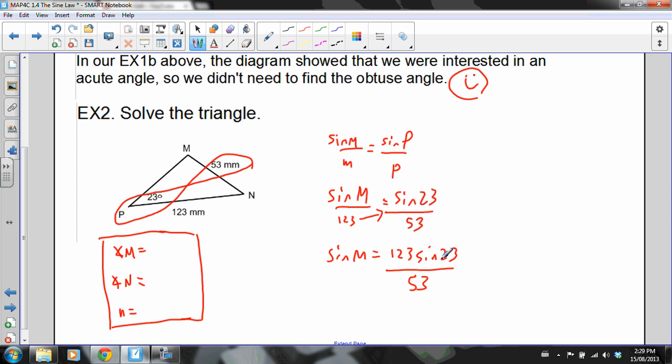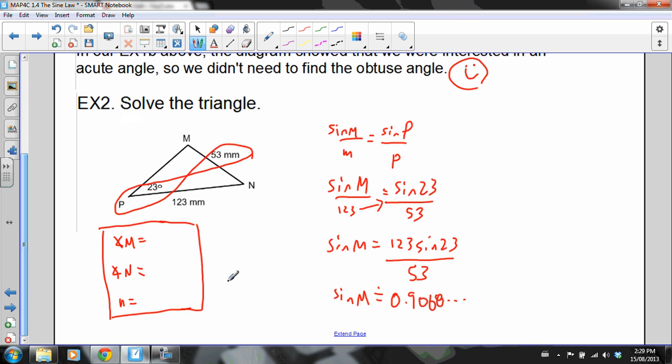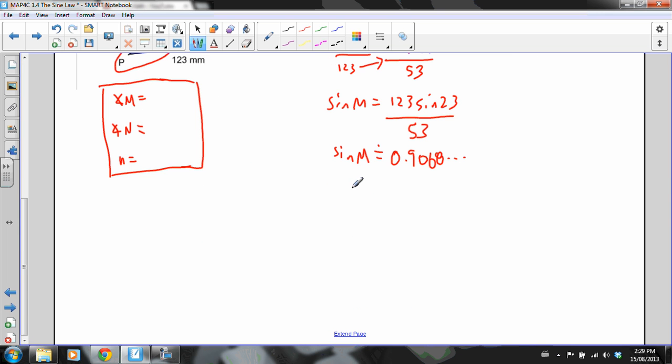And that you should be able to put right into your calculator exactly as it appears. 123 times the sine of 23 divided by 53 gives you, or should, about 0.9068 rounded, but that's not exact. And then the inverse sine of that. And again, whenever we're doing the inverse sine, that's when we worry about the two cases. There's two solutions to this. Right, and our calculator gives us 65 degrees about.